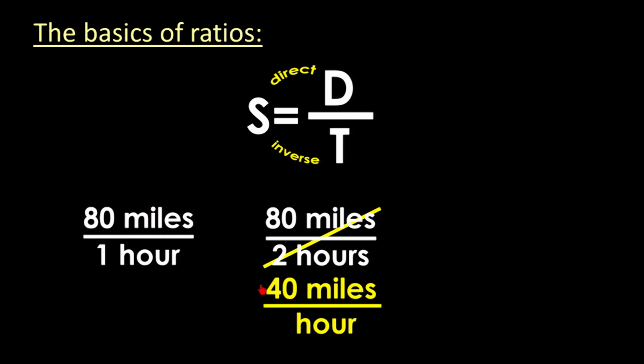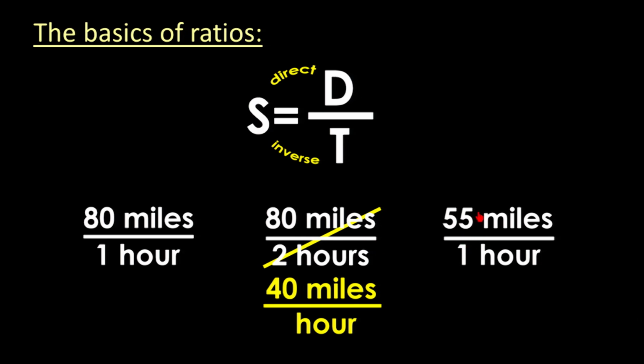Of course, just doing the math, the 80 divided by 2 becomes 40, and so what you end up getting is 40 miles per hour, which is a slower speed. So notice the bottom became bigger, but the speed became smaller. Now, we can obviously do other things like 55 miles per 1 hour.